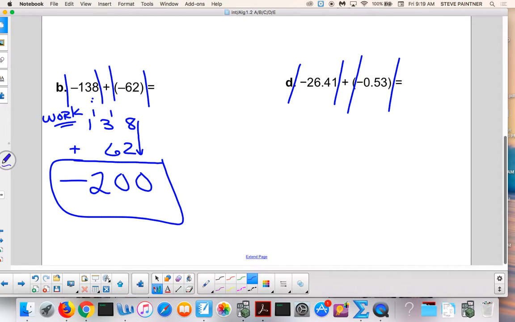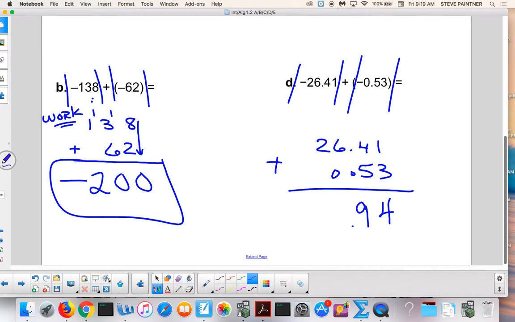Okay. Negative plus negative. Do we add them or subtract them? Add them. 26.41, 53 cents. You add them. That's what you do. Again, this is showing work. This is 4. Add down, you get 9, 94 cents. There's nothing here, so it's really zeros. So you get what? 26.94. Got it? No, but that's wrong. You lost money, plus you lost more money, you're gonna lose money.